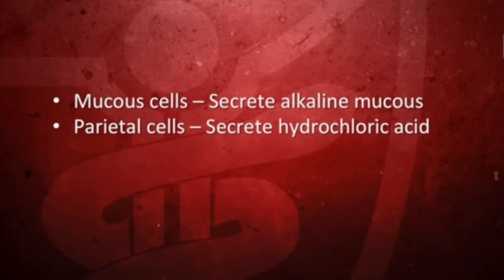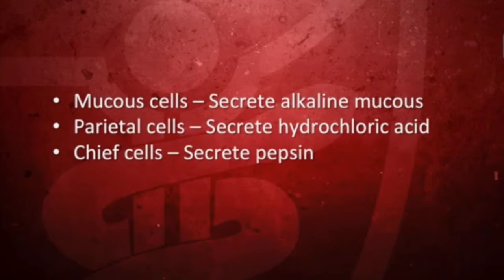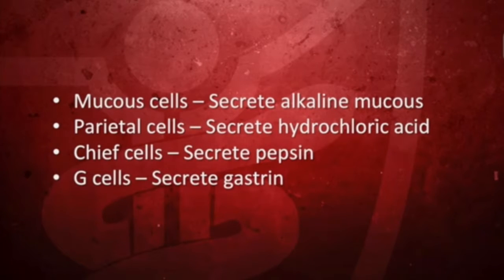Parietal cells that secrete hydrochloric acid. Chief cells that secrete the proteolytic enzyme pepsin. And G cells that secrete the hormone gastrin, which stimulates contraction of the gastric muscles and secretion of hydrochloric acid and pepsin by the other mucosal cells. While certain lipid-soluble compounds can be taken up by the stomach, very little absorption occurs here.